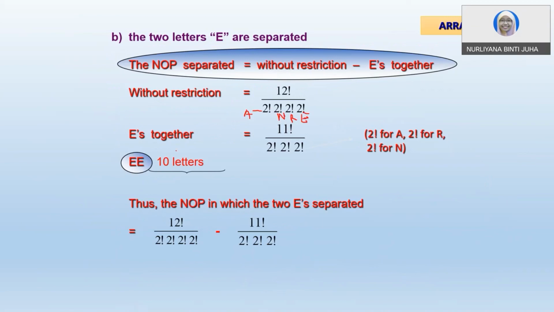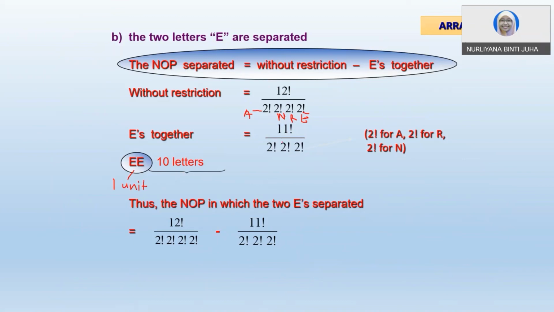And kita cari pula yang untuk E duduk sebelah-sebelah together. So kalau dia together, meaning we have like macam ni lah susunan dia kan. Kalau E duduk sebelah-sebelah, so this one we consider as 1 unit, plus the other 10. Okay, so you have like 11 factorial. Sebab tu dapat 11, sebab dia 1 unit plus another 10.